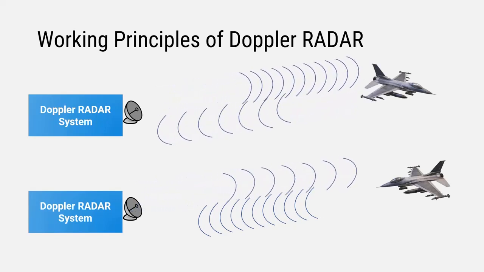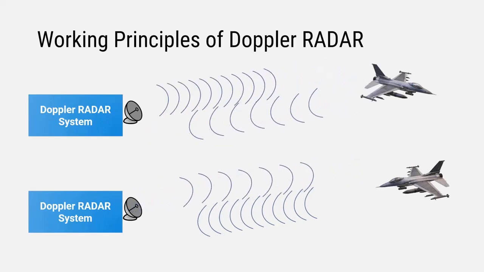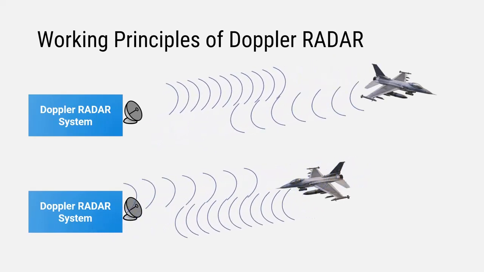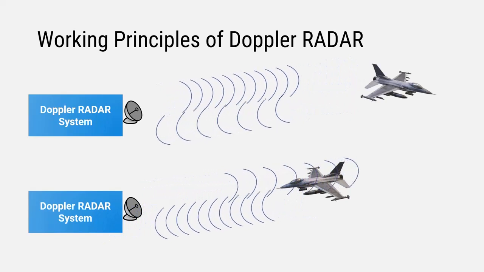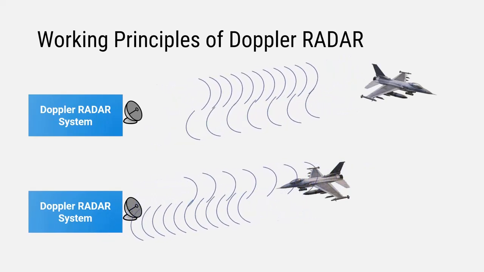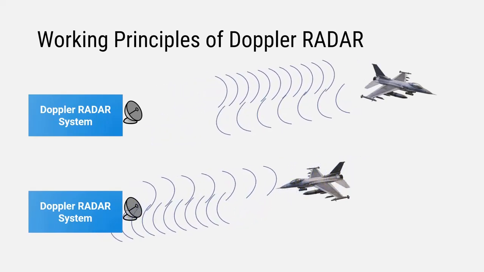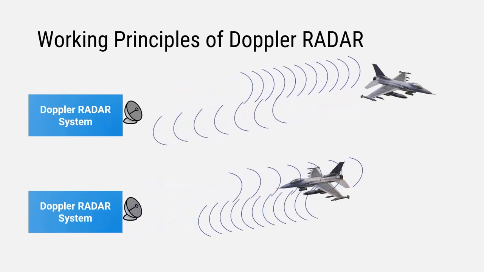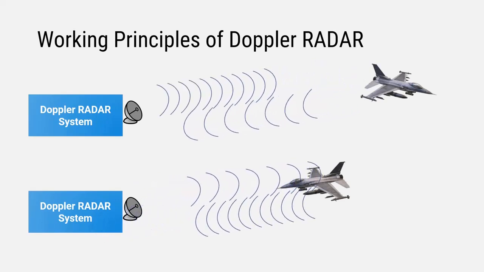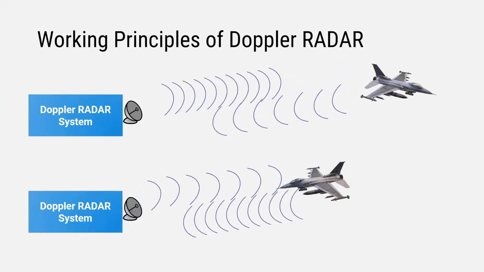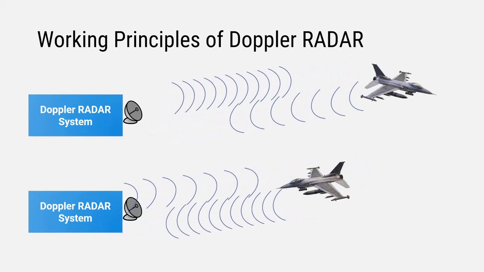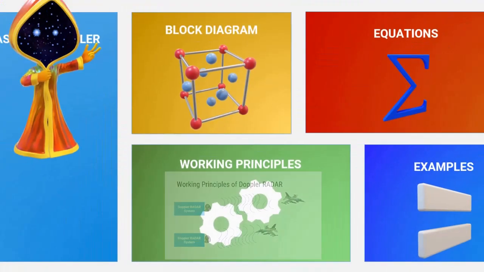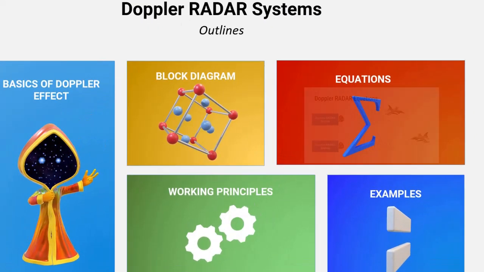When we come to the second case, when the target is moving towards the Doppler radar system, we can see the received signal frequency is increased. Suppose we have a transmitted frequency f0, then the received frequency is going to be f0 plus fd, the Doppler frequency. So this is the basic working principle of Doppler radar systems. Now we will see some equations with respect to these two cases.